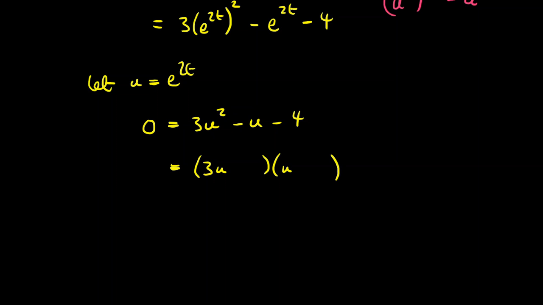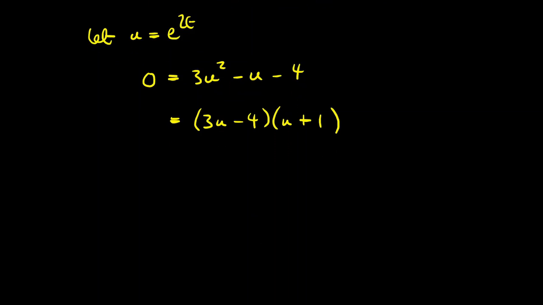So that'll give me 3u, and oh dear, I want to get negative 4, don't I? So I think that'll be minus 4 there, plus 1. And the reason for that is that will give me 3u, and that'll be minus 4u. That will give me negative u. And negative 4 times positive 1 is negative 1. So that gives me two solutions. That gives me u is equal to 4 divided by 3. And that also gives me u is equal to negative 1.